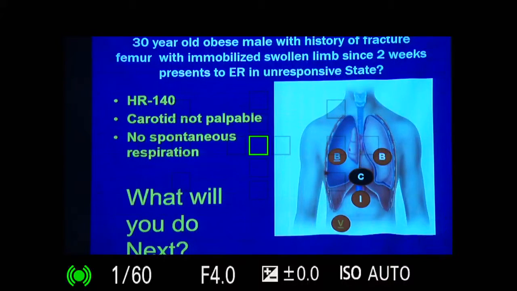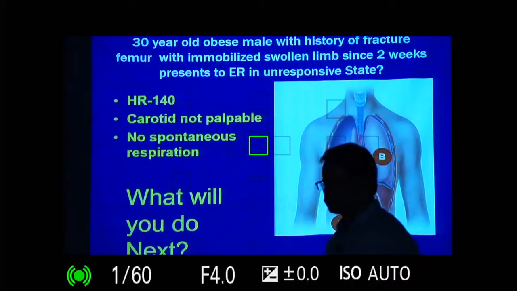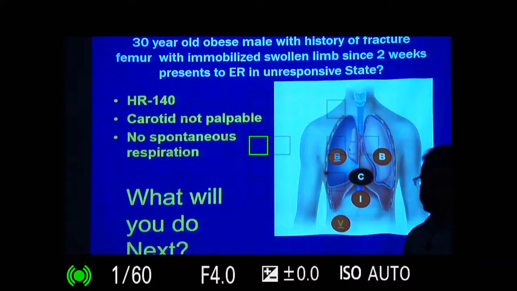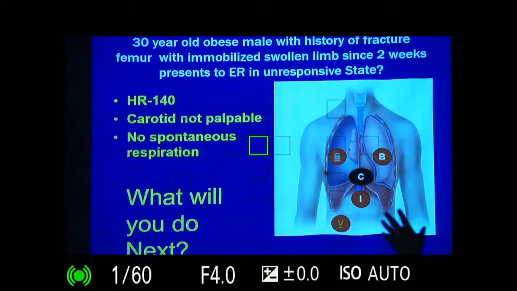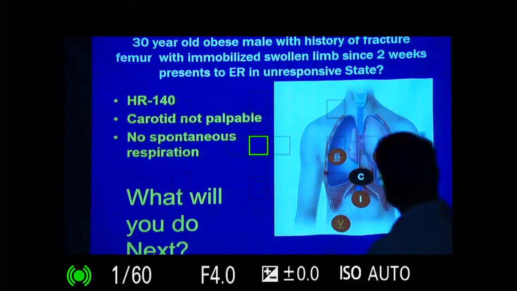Okay, what do you think the cause of arrest is? Please have a seat. Very good. So, I will start chest compression. After 2 minutes, we will see the first the cardiac window. Let us see.